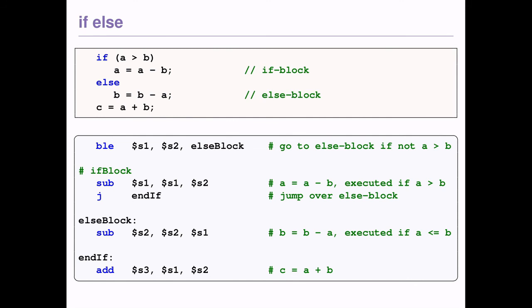However, if the BLE condition is met and we jump to the else block, we can just do the subtraction and we don't need to jump to the end if, because in that case when we're in the else block, the program counter will be updated and we will just fall to the end if statement anyway, so we don't need to worry about jumping in that case.